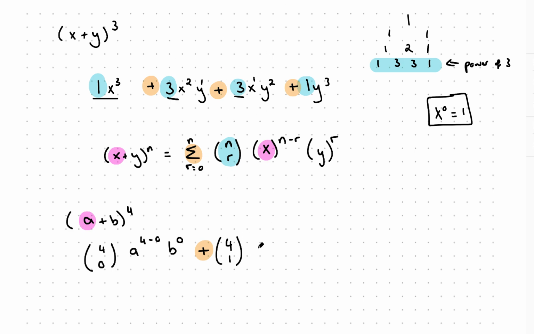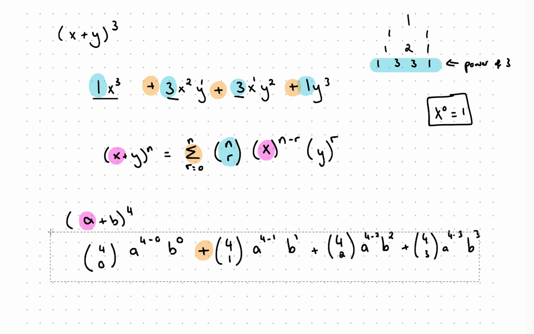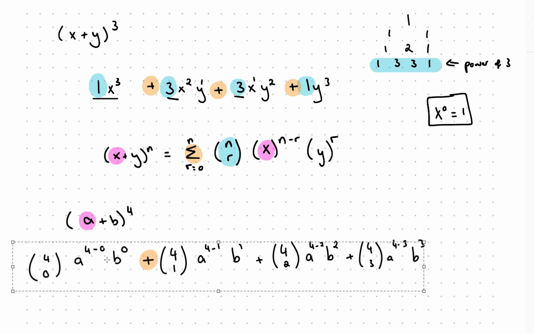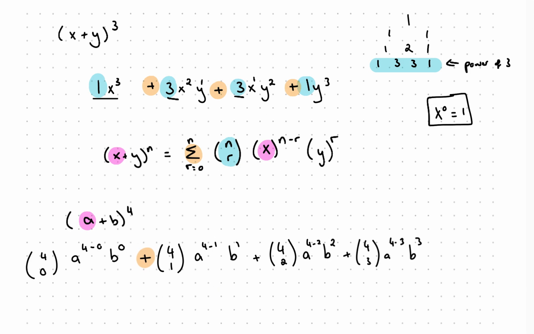4 choose 1, a to the 4 minus 1, b to the 1, plus 4 choose 2, a to the 4 minus 2, b to the 2, plus 4 choose 3, a to the 4 minus 3, b to the 3. And I'm going to have to move this over now to fit the last one in. But this was all created using the formula up there, being able to understand that notation. And then it's going to be plus 4 choose 4, a to the 4 minus 4, b to the 4. And then it's a little bit of calculator work.